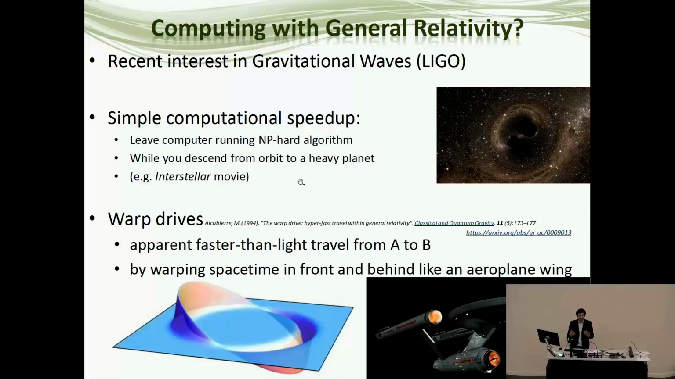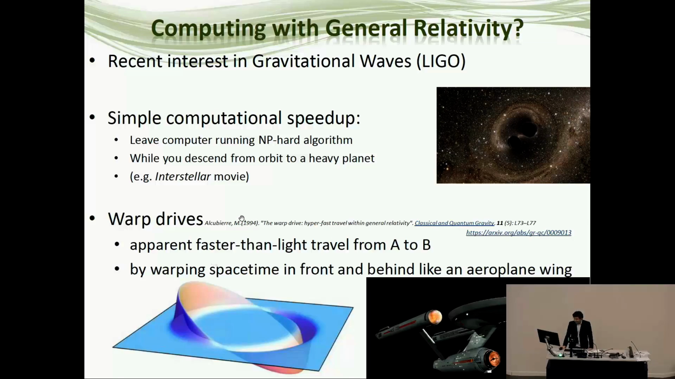If you've ever seen the movie Interstellar, you could, for example, park your spacecraft in orbit and go down to a really heavy planet and spend some time on it and then come back to your spacecraft, and time will run at different speeds. So when you come back to your spacecraft, 1 million years has passed there and your NP-hard problem has been solved by the computer. Okay, so this is a simple way of using relativistic effects to speed up computation, at least from your point of view.